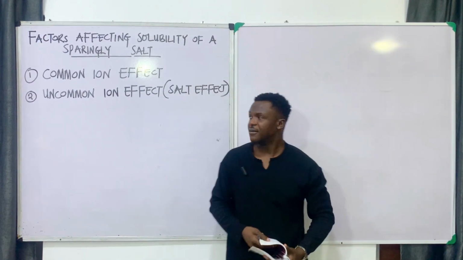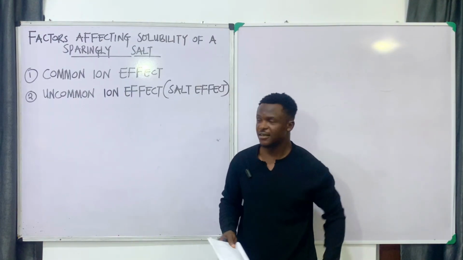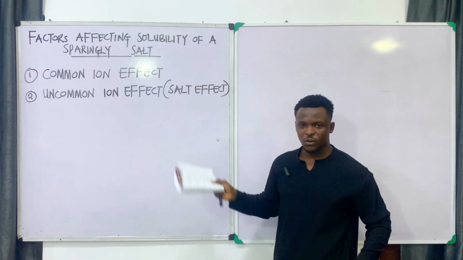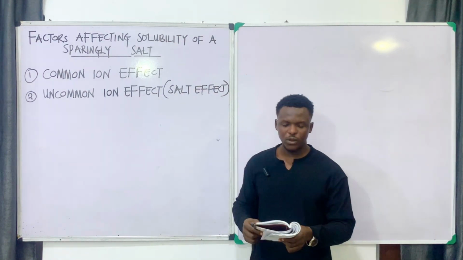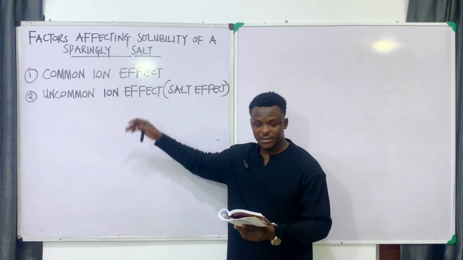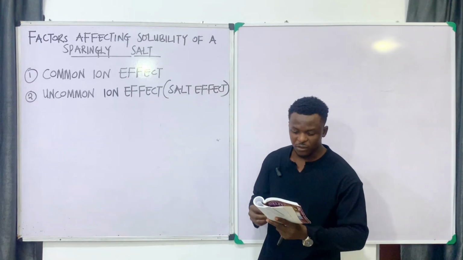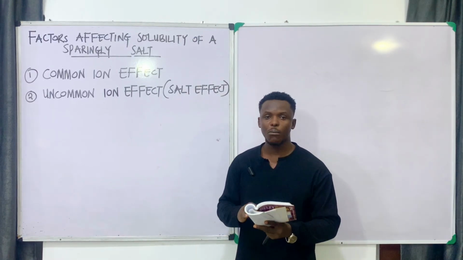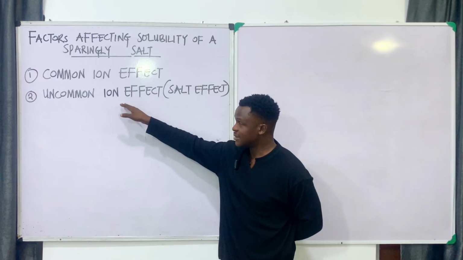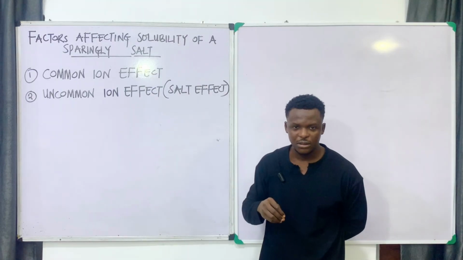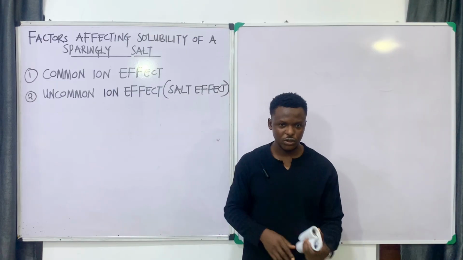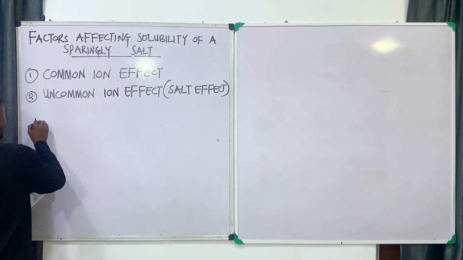Now let's talk about the uncommon ion. Guys, the opposite of common is uncommon. So the uncommon ion effect is also known as the salt effect. So what is the salt effect or uncommon ion effect? This is an effect that arises when there is a salt present which does not have any common ion with the sparingly soluble salt. For example, we have an example.